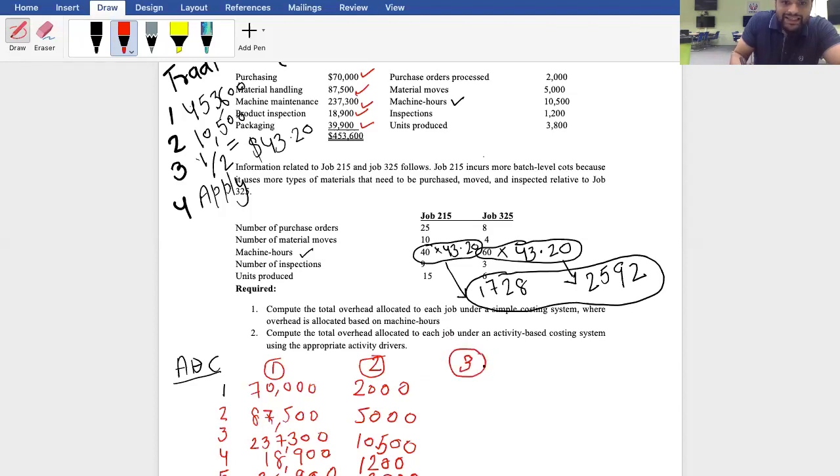Step three is step one divided by step two. All right. So we calculate. For first is of course $35 per order. Second one is 87,500 divided by 5,000, which is 17.5 per material move.